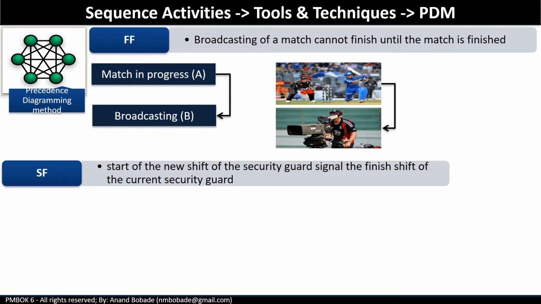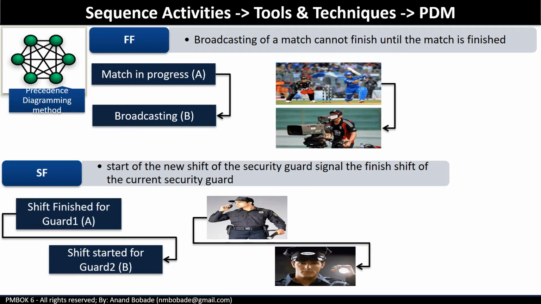Next, you have start to finish. This is the least common type of logical relationship, where a successor activity should start before the predecessor activity finishes. For example, the shift of security guard 2 has to start before the shift of current security guard 1 is finished. Any delay in the start of the successor activity will delay completion of the predecessor activity. It means a delay in the start of guard 2's shift will delay the closing or completion of guard 1's shift. You will never see a door or entrance without any guard.